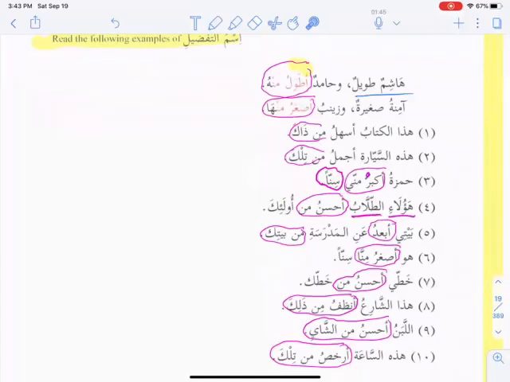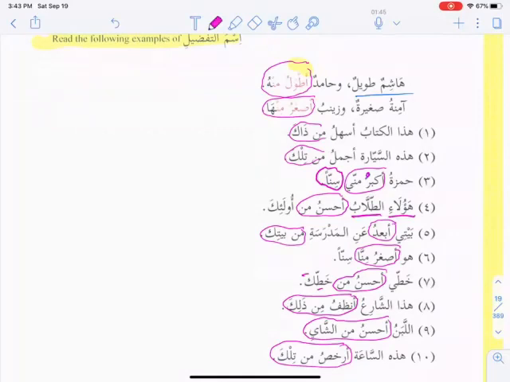Khati, my handwriting is better. Why do I say better? Because min has come. Do you see the min? Khati ahsanu min khatika. My handwriting is better than your handwriting.